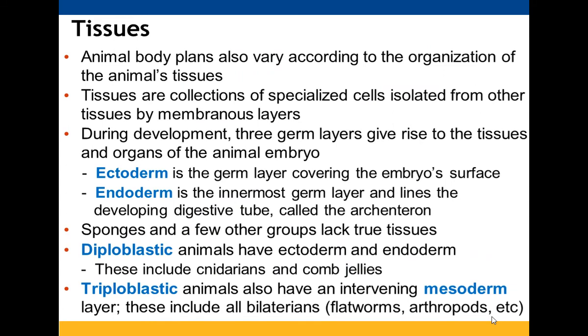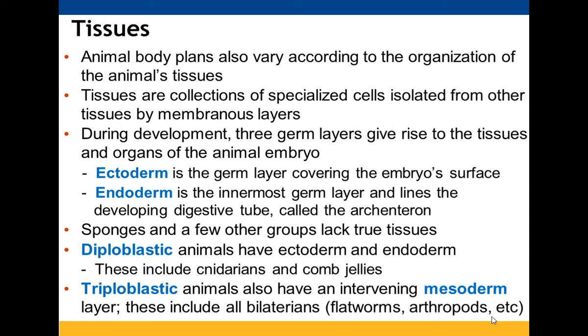Your body plans also can help to determine the organization of your animal tissues or vice versa. Specialized cells get isolated from one another by membranous layers. We have three germ layers that help to give rise to the tissues and your organs. We have the ectoderm, which is the one that covers your embryo. The endoderm is the innermost germ layer and lines the digestive tube called the archenteron.